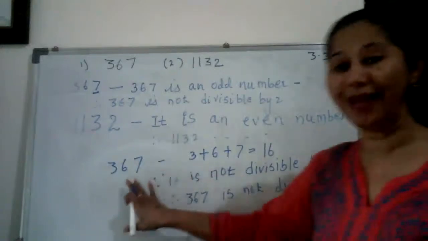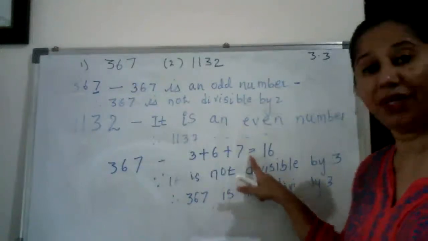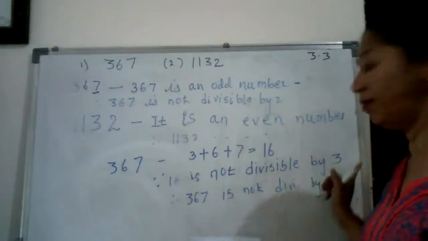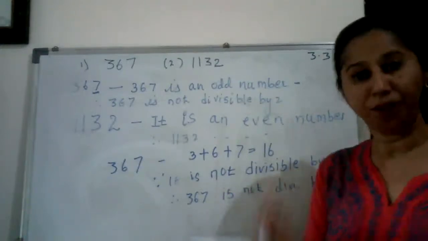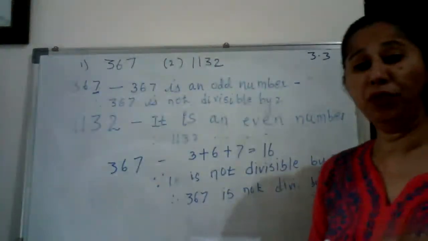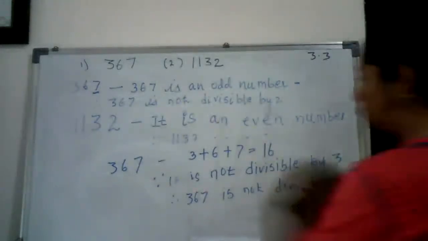Suppose I ask you for 9. You know that what is it? For 9, the same way, 16. So you will write down that since 16 is not divisible by 9, therefore 367 is not divisible by 9. So उसी तरीके से 9 का भी है. And now we move on to the next test, that is test for other numbers.